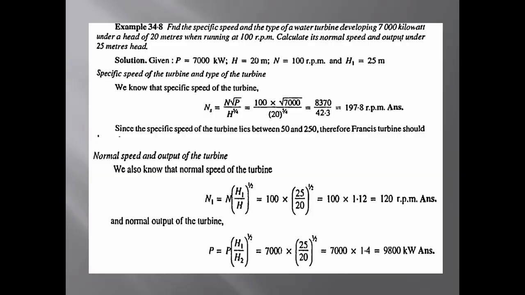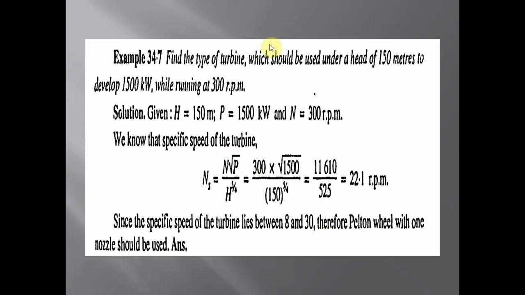So next problem: find the type of turbine which should be used under a head of 150 meters to develop 1500 kilowatts while running at 300 rpm. So they have asked us to find which type of turbine is to be used. Given H equal to 150 meters, P equal to 1500 kilowatts, and N equal to 300 rpm.